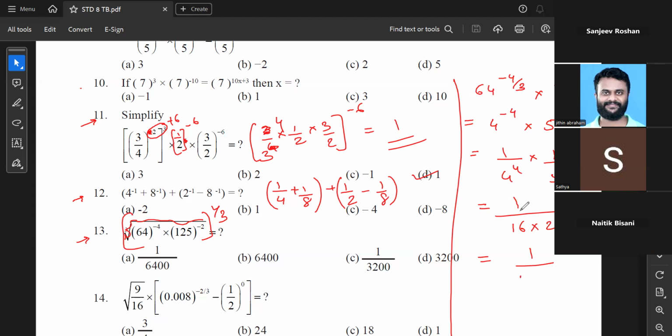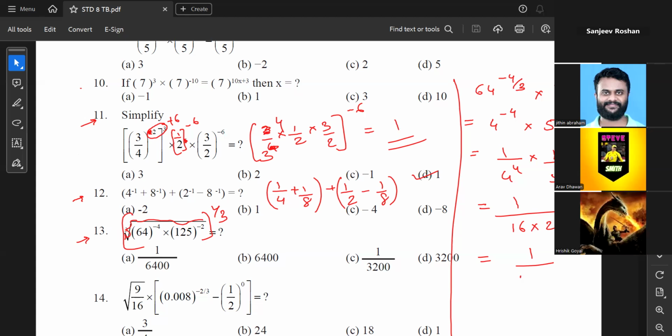Sir, how did you get 4 to the power 16? Oh, it's my bad. 4 to the power 4 is 256, not 16. Sir, how did you get 4 to the power minus 4 above? I'll tell you. So this should be 64 times 4, which is 256. Yes, sir. 4 to the power 4 is 256.